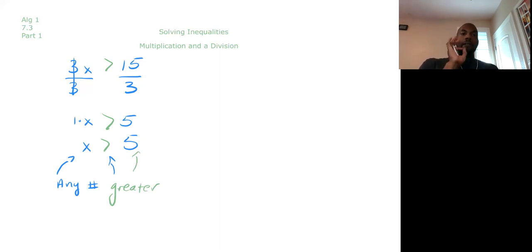So again, if you are multiplying or you are dividing in an inequality statement, the sign stays the same. If you are multiplying or dividing with a negative number, the sign switches. So watch, the exact same problem, but this time the 3 is negative.